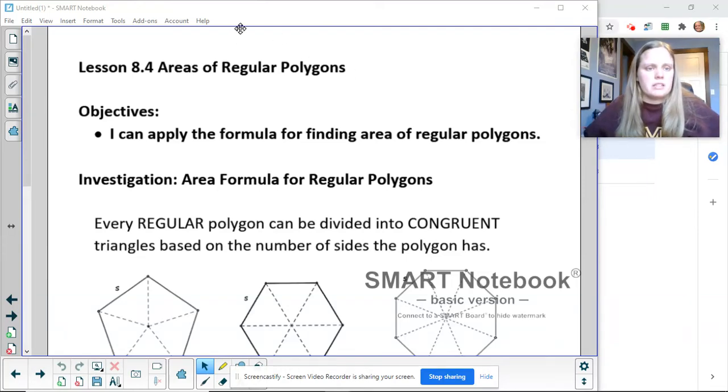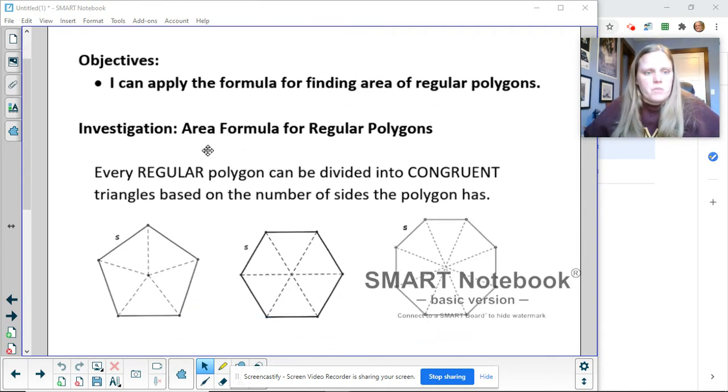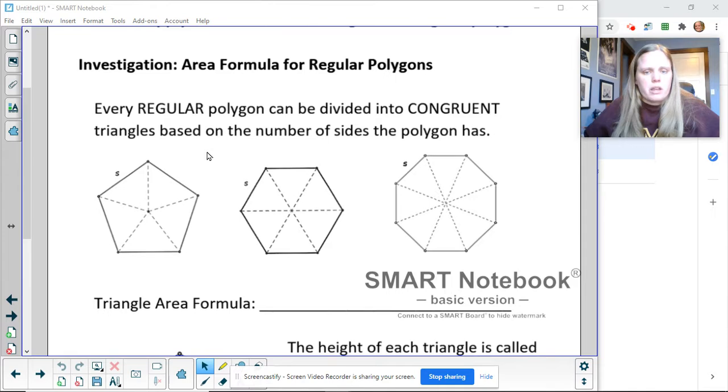We are going to be talking today in geometry about the area of regular polygons. And remember, a regular polygon is a shape, a polygon, not anything round, but it's got sides. And to be regular, it has to have all sides the same measurement and all angles equal in measurement. So here we go. Investigation area for regular polygons.